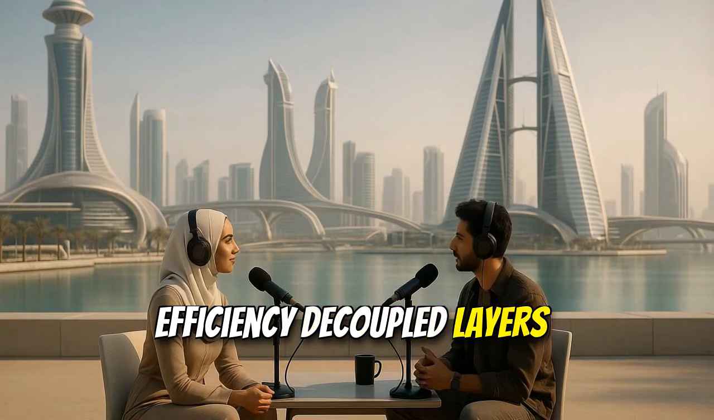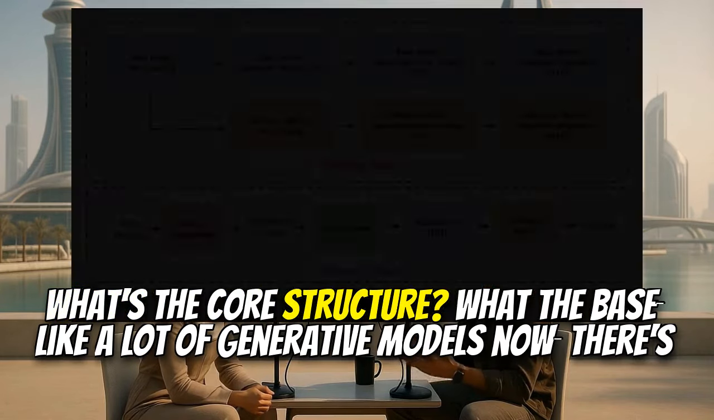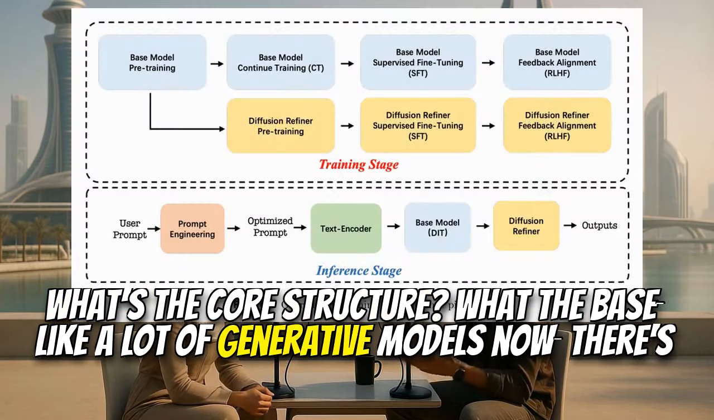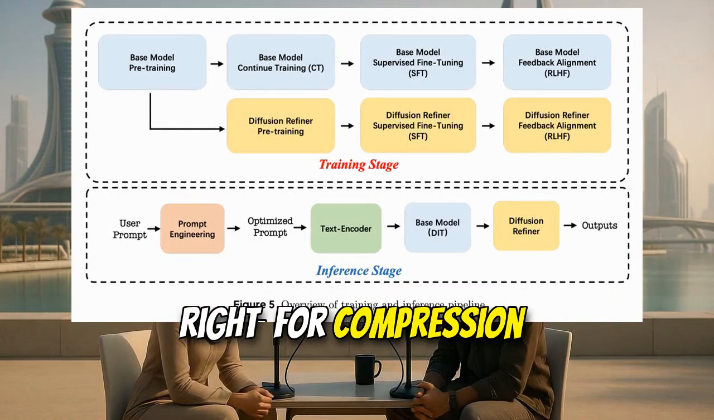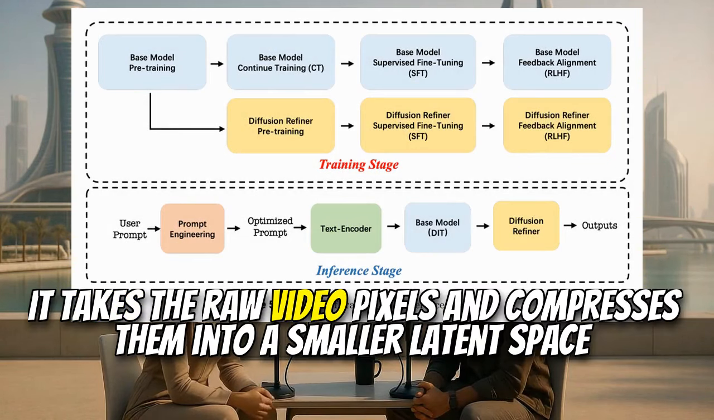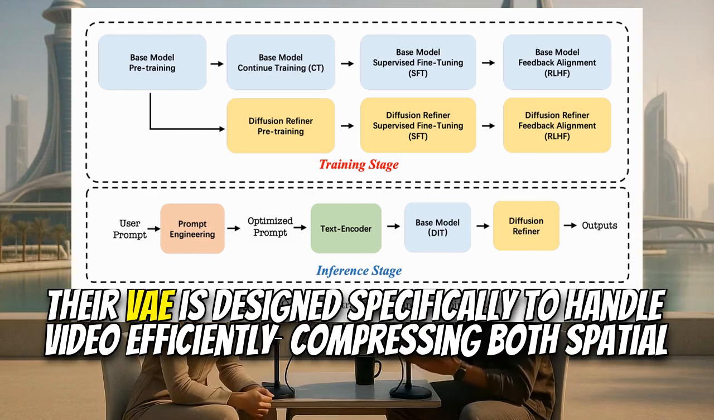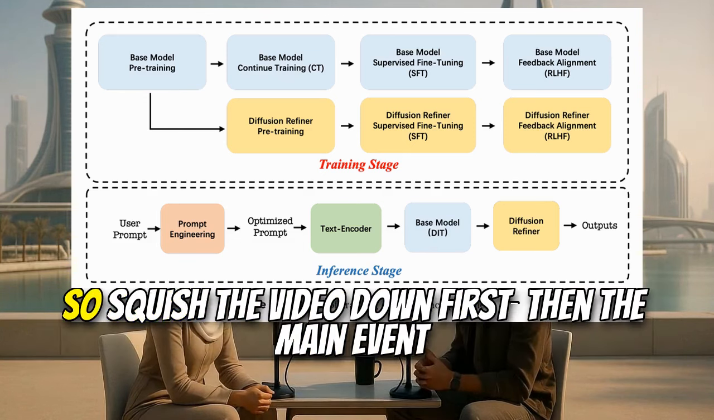Efficiency, decoupled layers. What's the core structure? Well, at the base, like a lot of generative models now, there's a variational autoencoder, a VAE. Right, for compression. Exactly. It takes the raw video pixels and compresses them into a smaller latent space. Their VAE is designed specifically to handle video efficiently, compressing both spatial and temporal information together. So squish the video down first, then the main event.